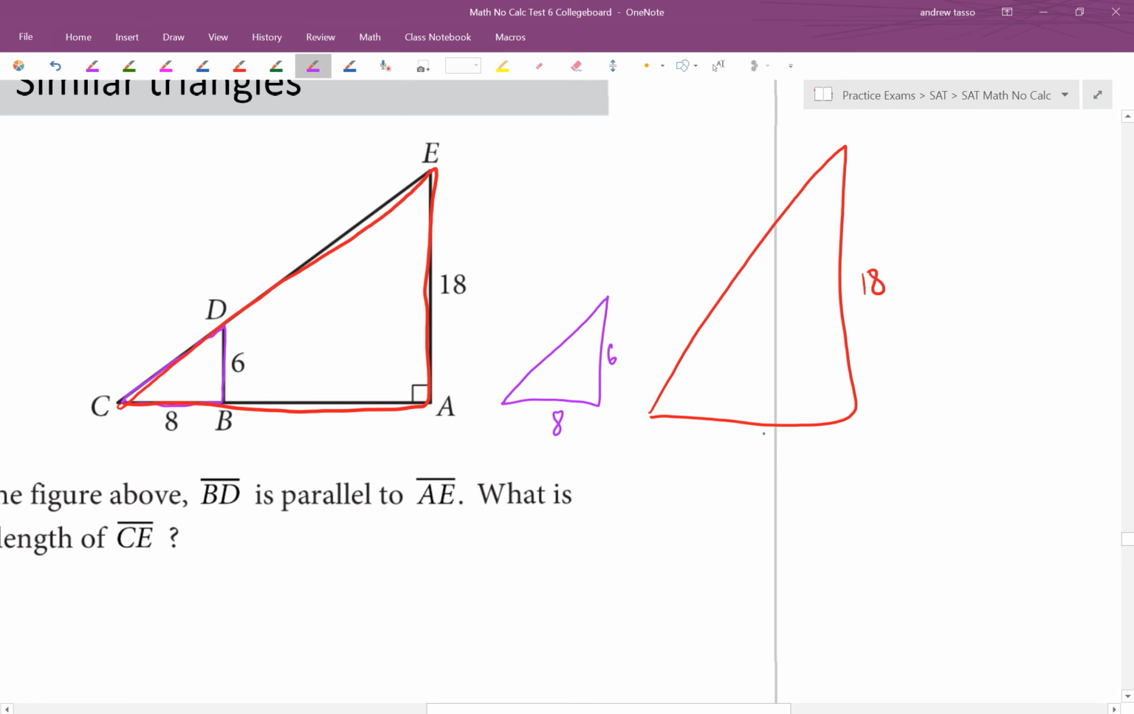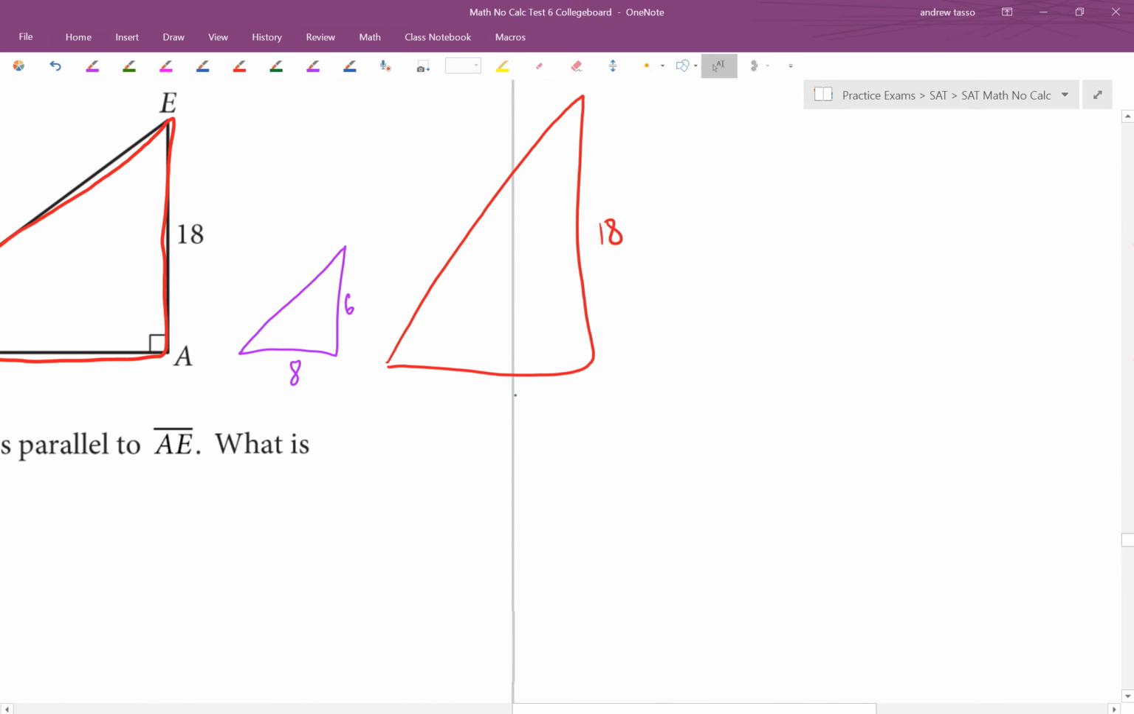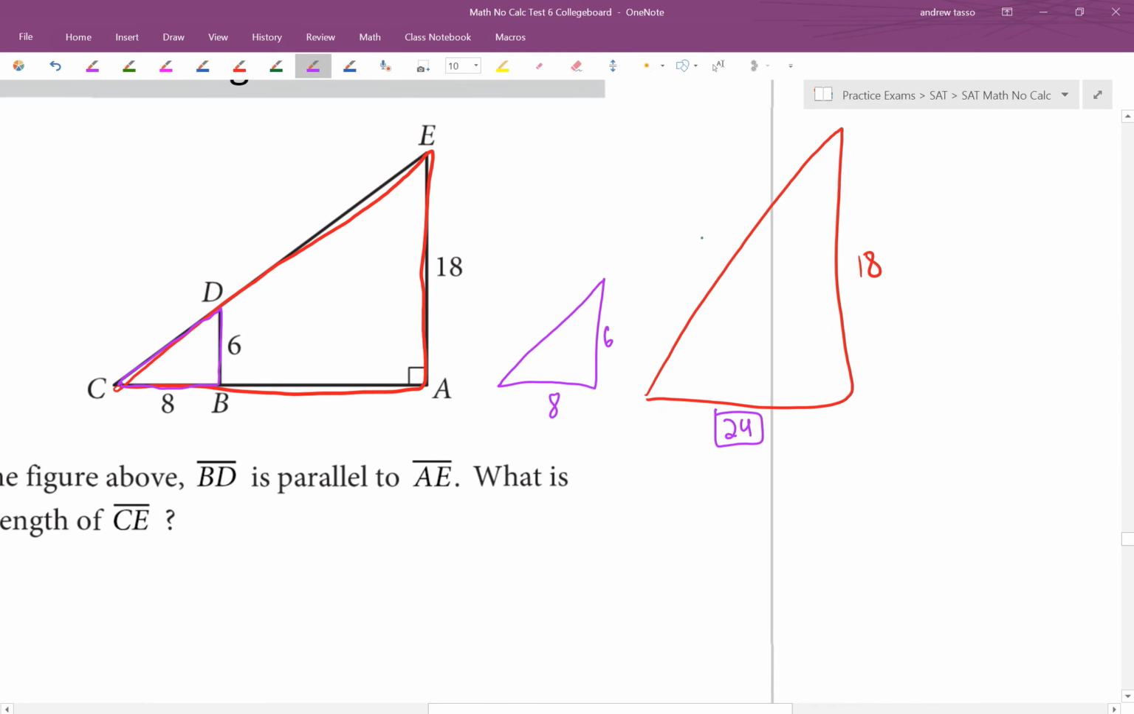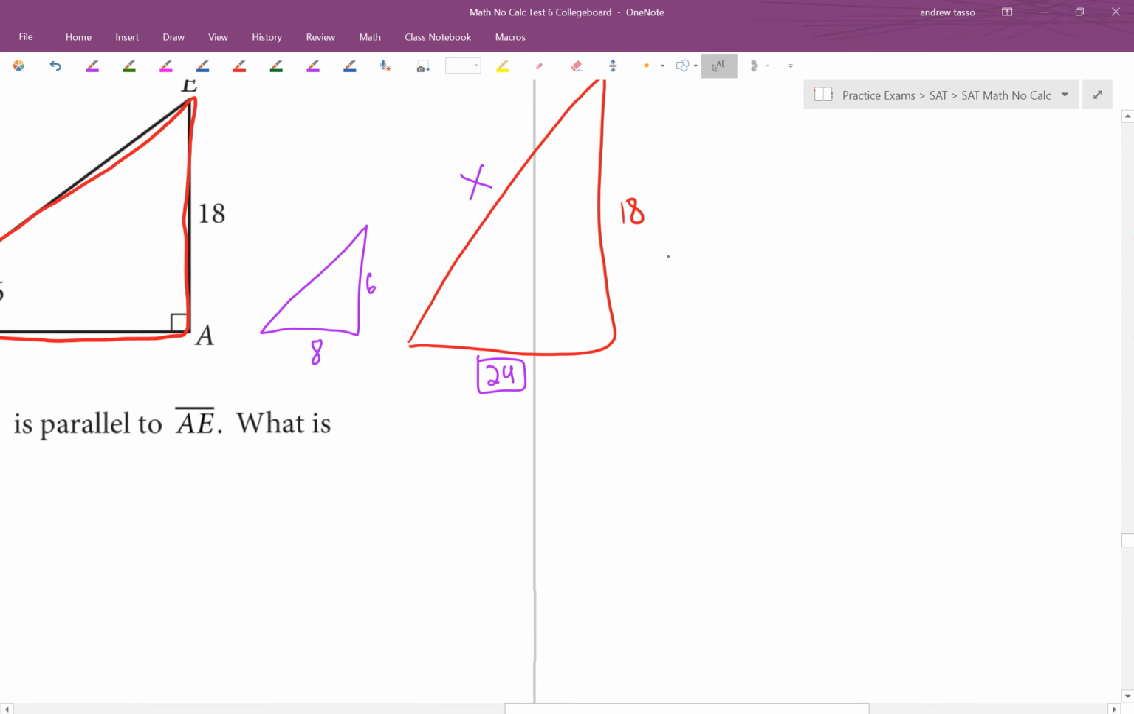So we can solve for it by noticing that the 6 is multiplied by 3 to get 18. And so 8 multiplied by 3 would be 24. And a more sort of consistent way of doing that, which doesn't require any mental math, would be to set up a proportion between the respective sides. So now that we know that value, we can find CE, which is this, by doing a Pythagorean theorem. So we would do 18 squared plus 24 squared.